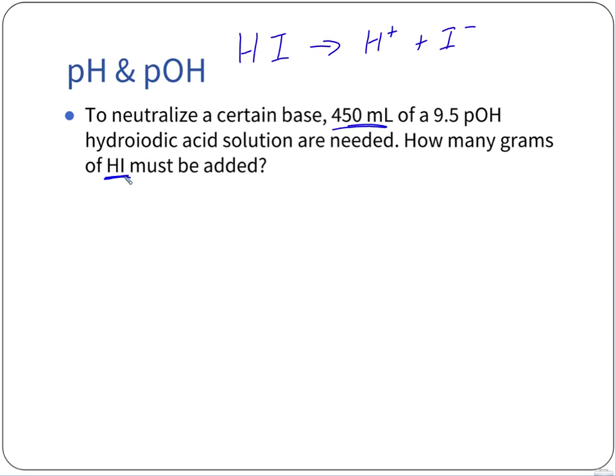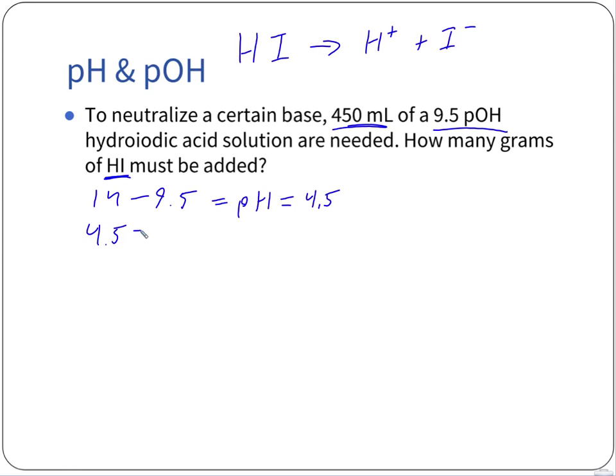But we don't have pH, we have pOH. So let's find pH first. So 14, it'll just be subtracted off, right? 14 minus 9.5 should be our pH. And 14 minus 9.5 is just 4.5. All right, so we have a pH of 4.5 for this.